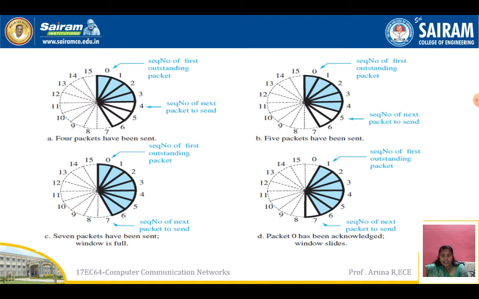Sequence number of the next packet to send is 7. Now 7 is in the waiting list. You still didn't get the window. Now packet 0 has been acknowledged from the receiver. That means 0 has been successfully delivered to the destination. When I get this acknowledgement, the sliding window has moved from position 0 to 1. That means now 7 can be occupied in the window.